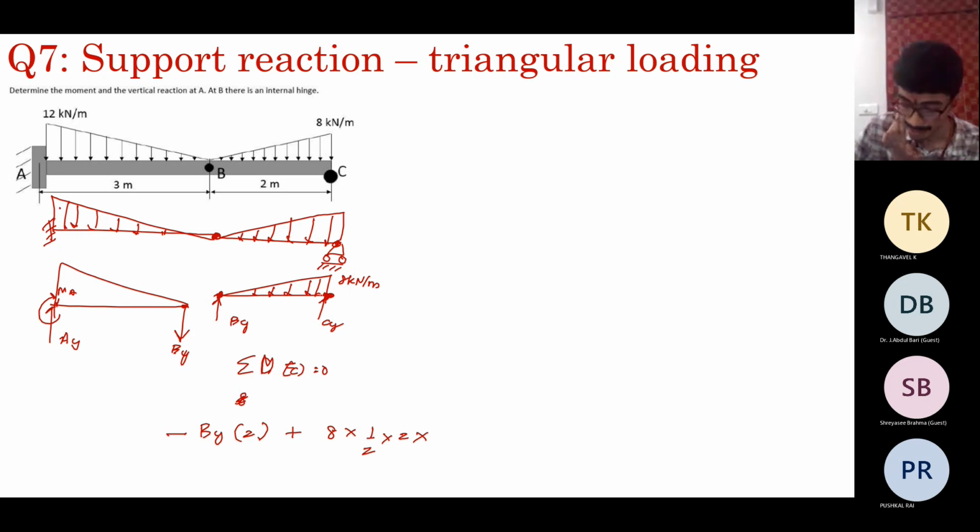And where does it act? The centroid of a triangle is 1/3 from this side, 1/3 of this piece into 2/3 from this side. So it is equal to 0. So what is BY? You get BY as 8/3 kilonewtons. You can check this. So 2 cancels, 2 cancel, we'll get 8/3 kilonewtons.